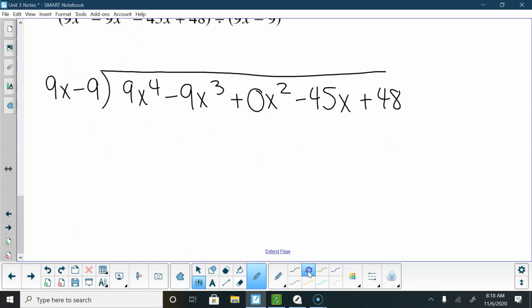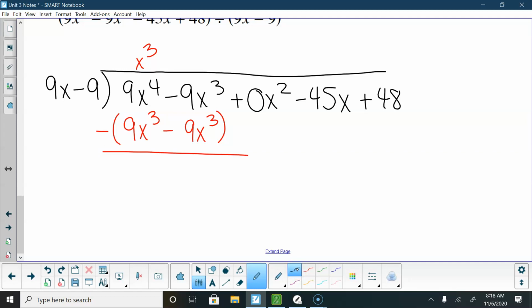Alrighty. So far so good? And both of these things cancel. Yes? So sweet. I can drop down my 0x squared. Alright. And my minus 45.